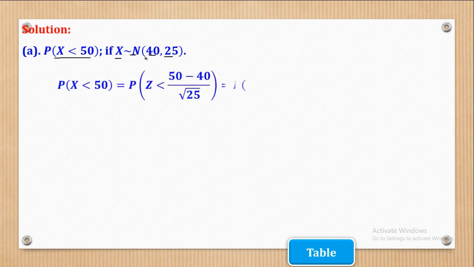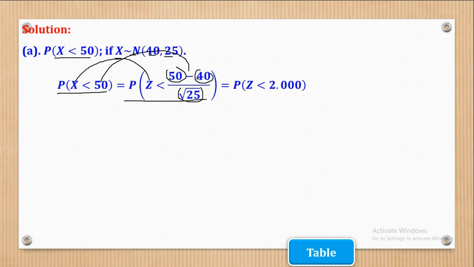We shall start with part A. They want the probability of x less than 50 if this x is a random variable which is normally distributed with mean 40 and variance 25. The first thing to do is to standardize, in other words, to convert from capital X to capital Z. If you look at these two parts, this is capital X, this is capital Z. That means that this value has to be converted to a Z value using the formula you have seen in the previous slide, x minus mean over standard deviation.